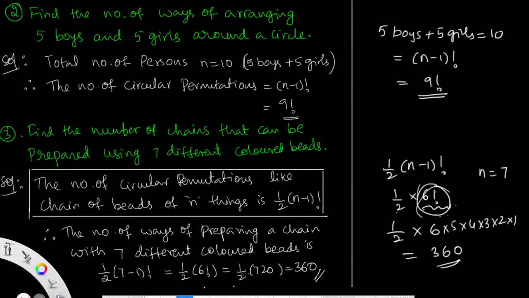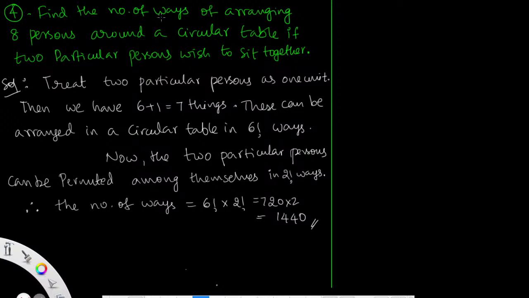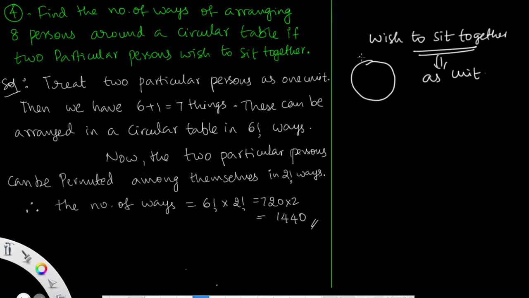Next, the fourth question. Find the number of ways of arranging 8 persons around a circular table if 2 persons wish to sit together. Wish to sit together means, as in linear permutation, always take them as one unit. So here 8 persons sit around a circle, and 2 particular persons wish to always sit together.